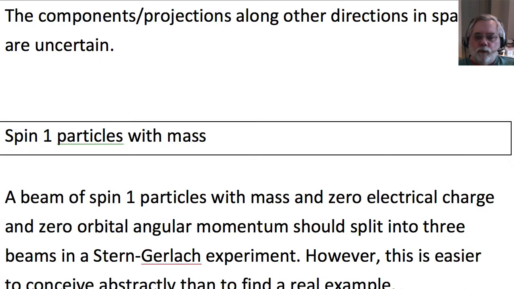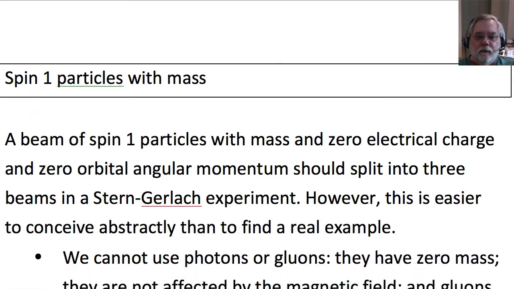Spin 1 particles with mass. A beam of spin 1 particles with mass and 0 electrical charge and 0 orbital angular momentum, if we put those in a Stern-Gerlach experiment, they should split into 3 beams. However, this is easier to conceive abstractly than to find a real example that would split into 3 beams and where someone's actually done the experiment. So it's more of a thought experiment.